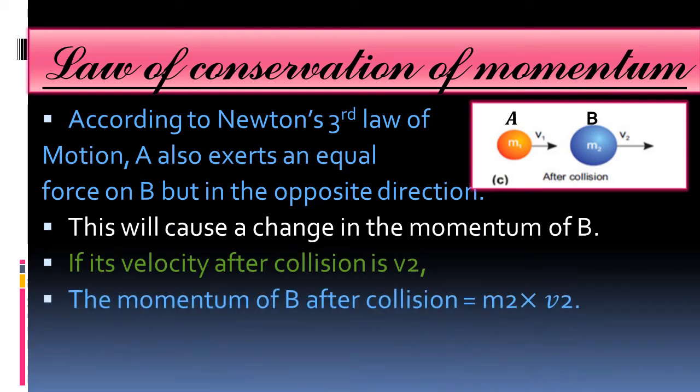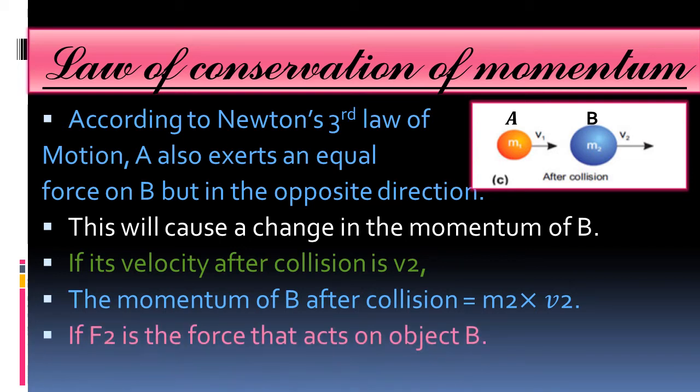So the momentum of object B after the collision will be m2 multiplied by v2, and if F2 is the force that acts on object B, then F2 is equal to minus F1. Why is it minus here? Because according to Newton's third law of motion, forces are always equal and in opposite directions. That's why there is a minus here.